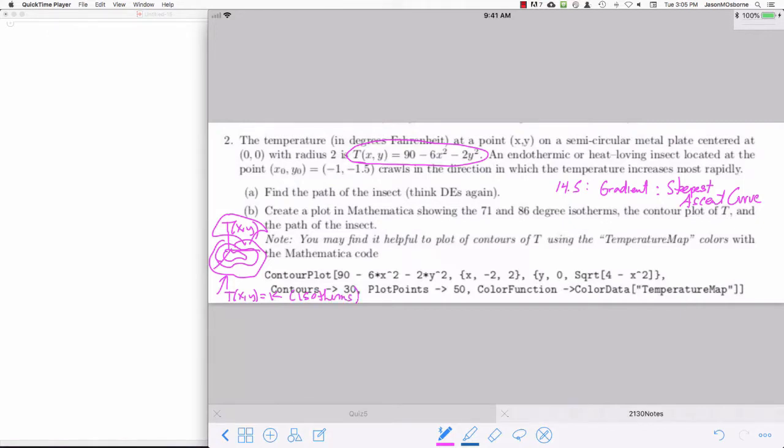Then what you imagine in this problem is an insect, like a little bug, for example, that is moving around down here in the xy plane, and it is trying to walk along the path that is always leading it to the hottest temperature spot. So the bug is trying to walk in a direction along a path where the temperature is always increasing.